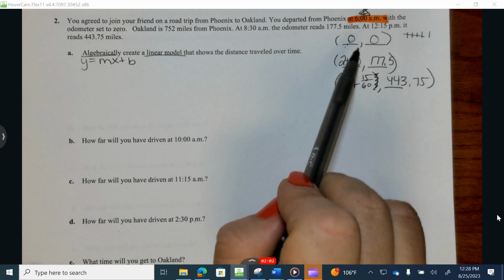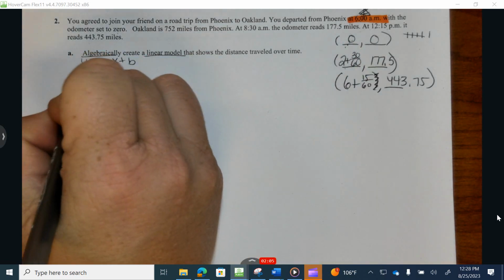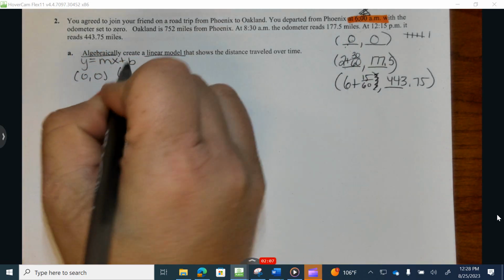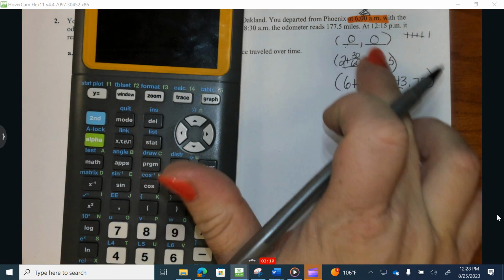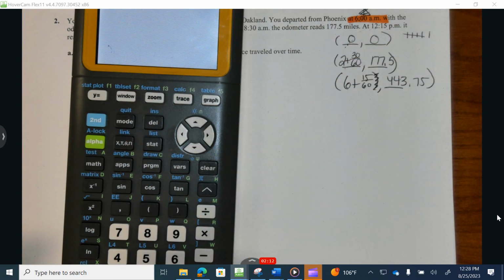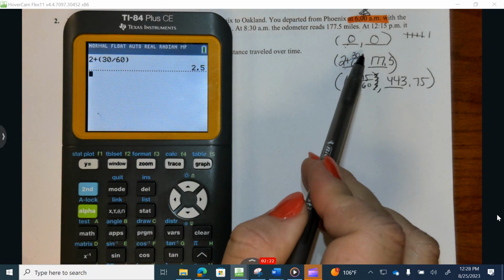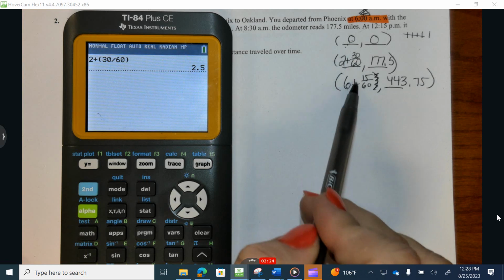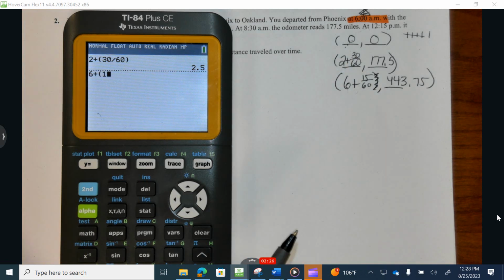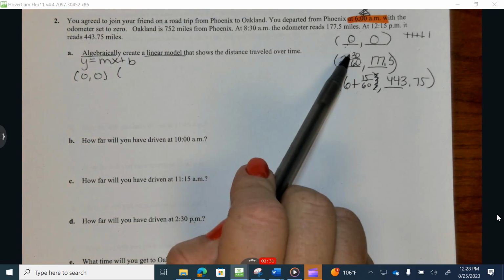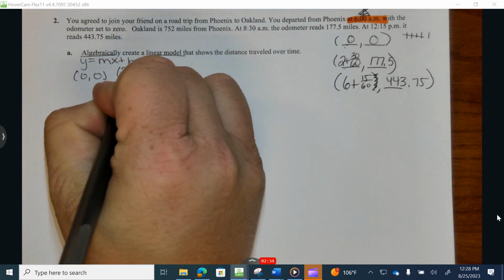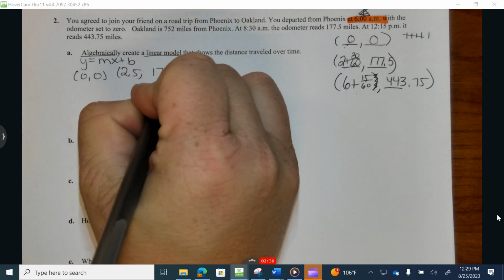It doesn't matter which you choose. I'm going to choose the first two. So 0, 0. And now I'm going to plug this into my calculator to come up with a decimal amount. 2 plus 30 divided by 60 gives us 2.5. I changed this into a decimal. And you could do the same thing if you chose to use these two. You could go 6 plus 15 divided by 60 to get 6.25. Okay, so I've converted this into a decimal. This is 2.5, and this is already in decimal form.